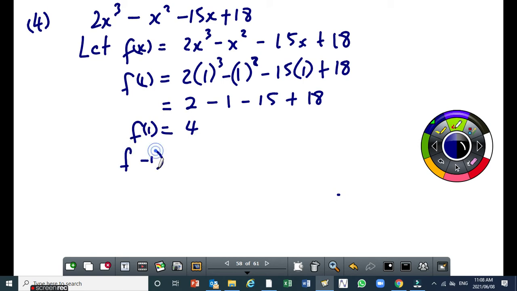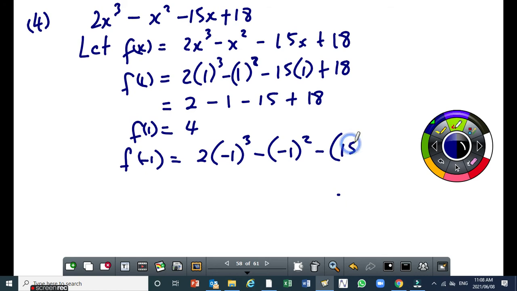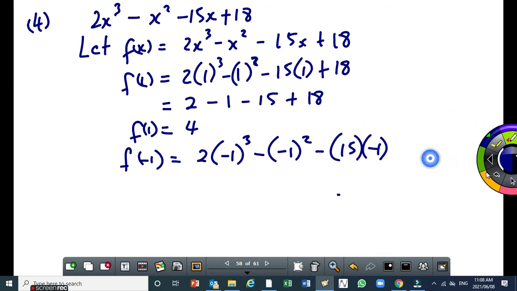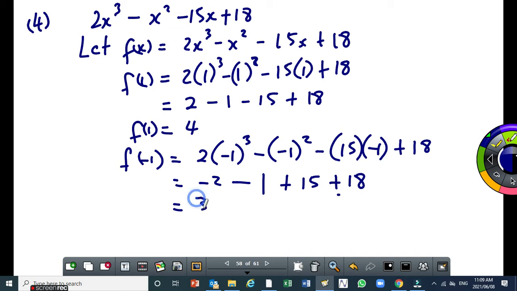So let's try f(-1). That will be 2 times (-1) cubed minus (-1) squared minus 15 times (-1) plus 18. This will give you -2 - 1 + 15 + 18. Let me just check. Minus 2 minus 1 is minus 3, and plus 15 plus 18 is 33. So 33 minus 3, you get 30.